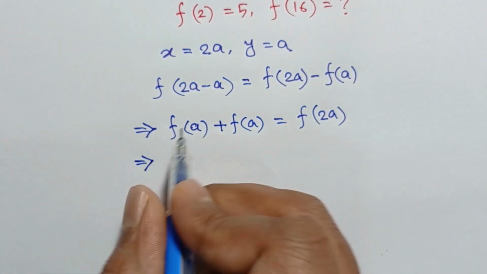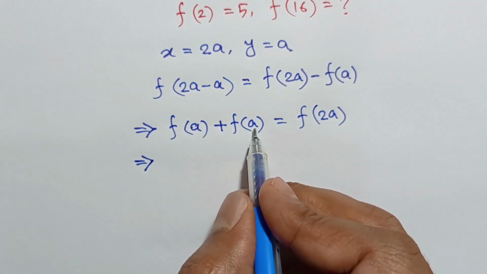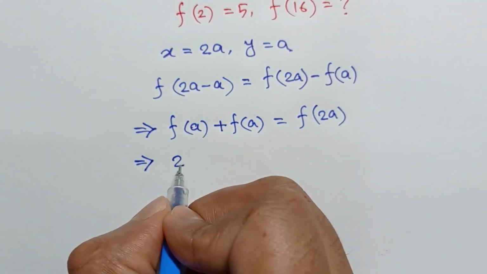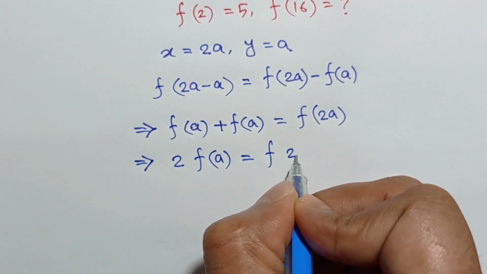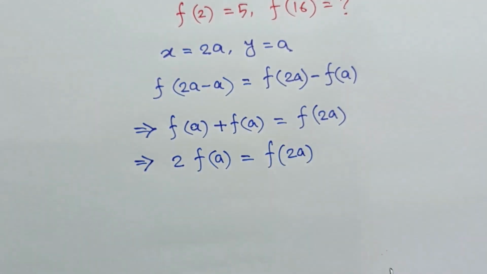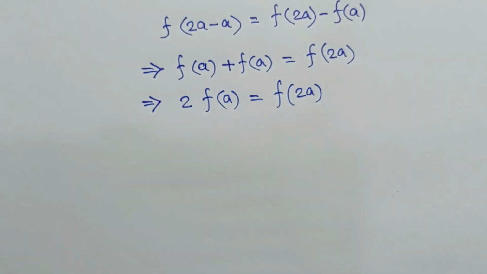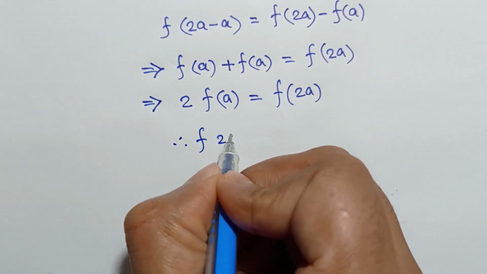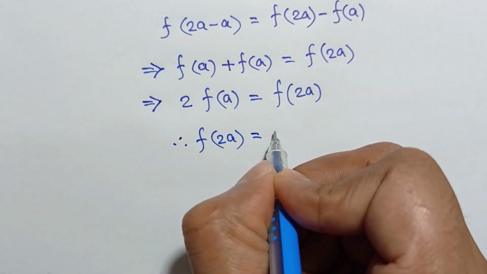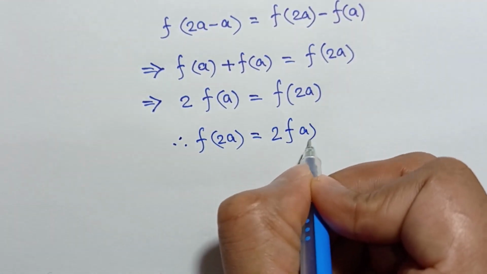minus f(a), or f(a) plus f(a), which is 2 times f(a), is equal to f(2a). Now exchanging sides we can write f(2a) is equal to 2 times f(a).